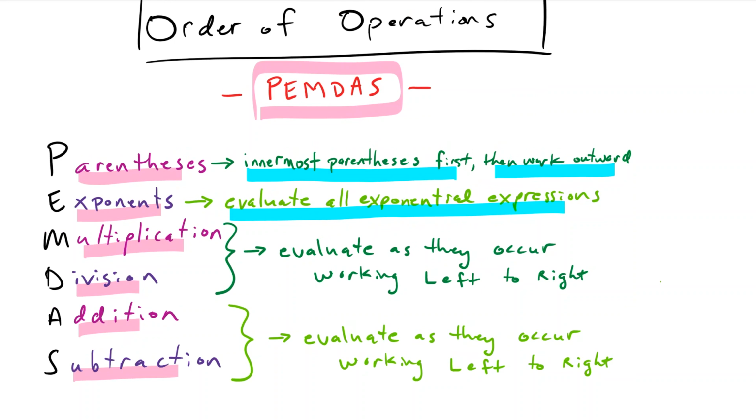These two groups, we treat them as equals. In other words, division and multiplication, you evaluate either one of them as they occur working from left to right. You don't really give precedence to one or the other. And after that, we have addition and subtraction. Once you finish your multiplication and division, you do your addition and subtraction as they occur working from left to right.